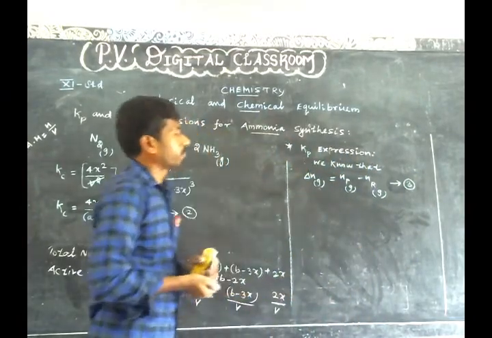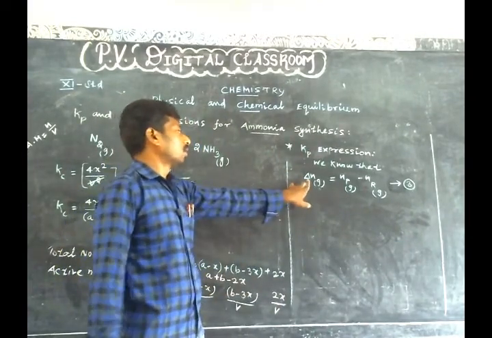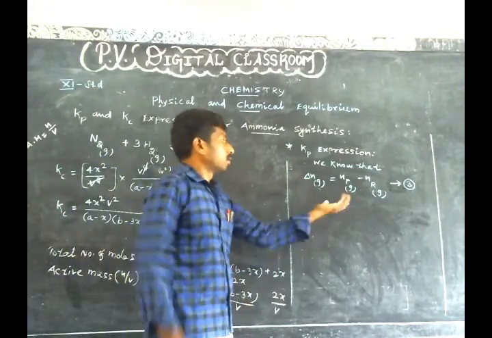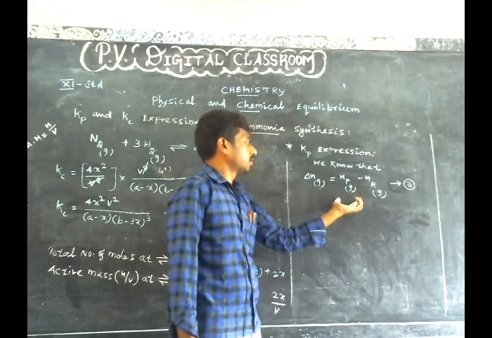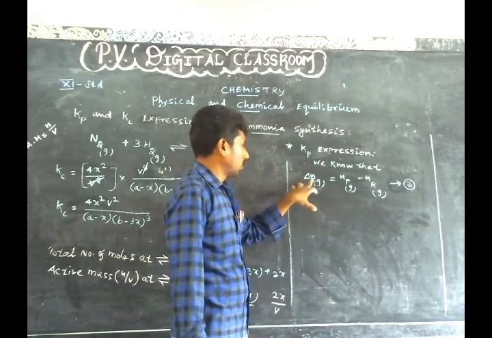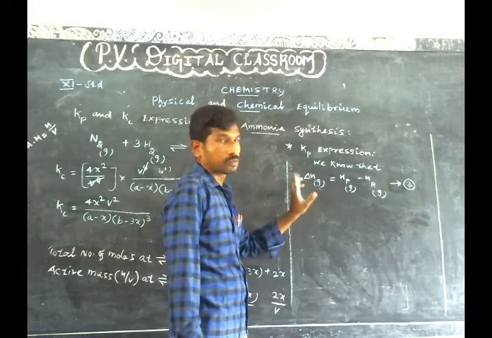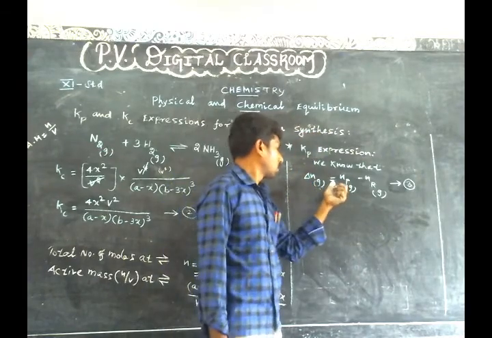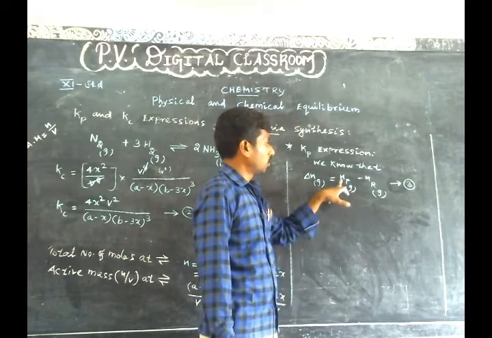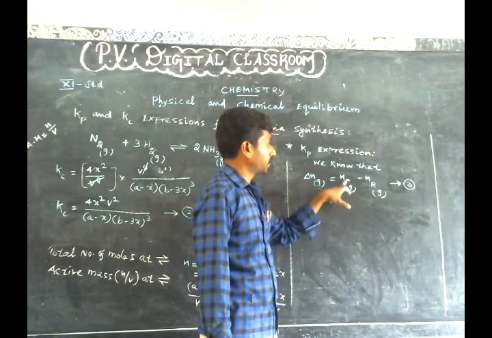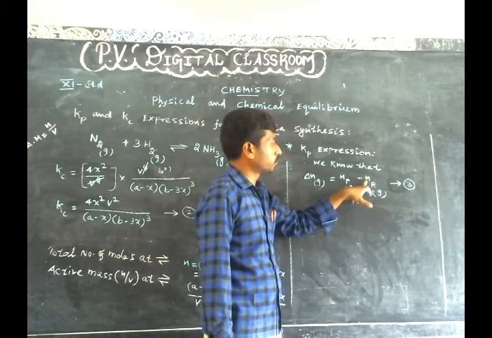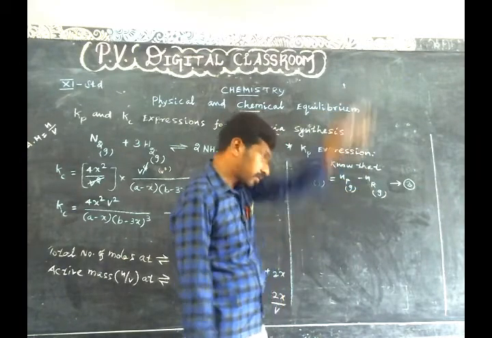Using this formula, in order to find out the delta Ng value for the given reaction. In this equation, delta Ng represents change in number of moles. Npg represents total number of moles of gaseous products, and Nrg represents total number of moles of gaseous reactants.